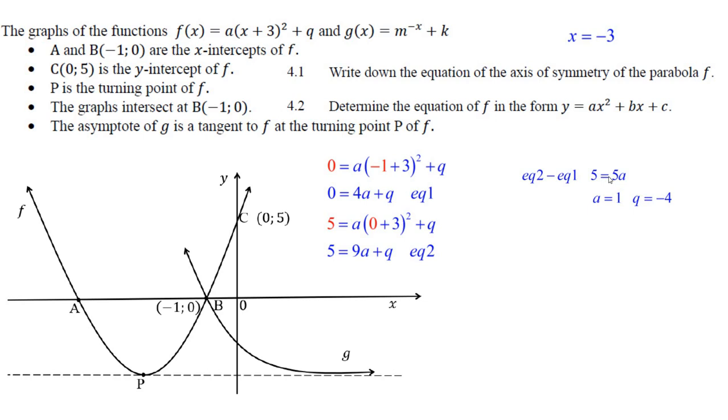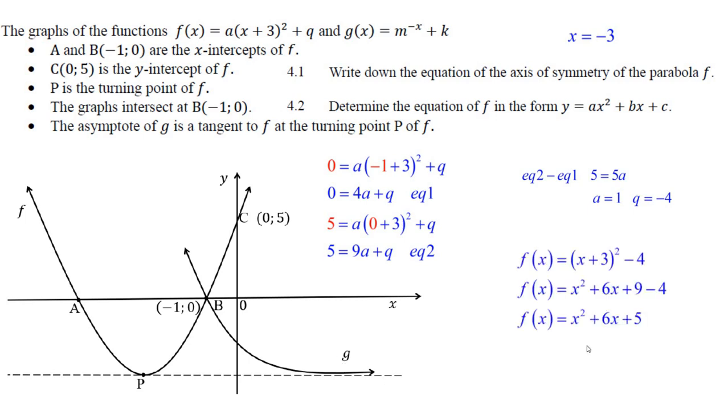9a minus 4a is 5a, and 5 minus 0 is 5. Divide by 5, a must be 1. And if we put 1 in here, 4 times 1 is 4, q must be minus 4. And hey, that makes a lot of sense. Q equals minus 4 even looks right. And that is the asymptote of this exponential equation.